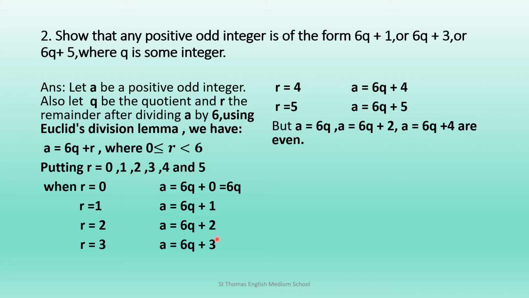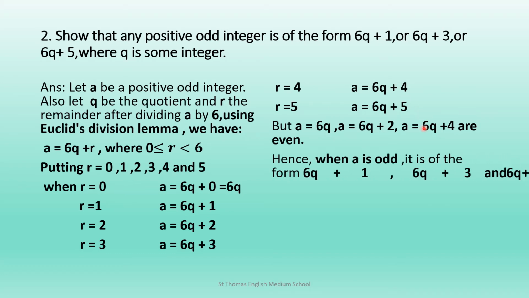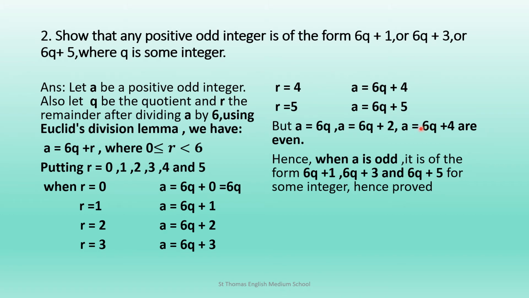Then, the next integer 6Q plus 2. Here, an even number and you are adding another even number to it, then the sum will be an even number. Same way, 6Q plus 4 is also an even integer. Then the remaining integers, that is 6Q plus 1, 6Q plus 3 and 6Q plus 5 are odd integers. So when A is odd, it is of the form 6Q plus 1, 6Q plus 3 and 6Q plus 5.